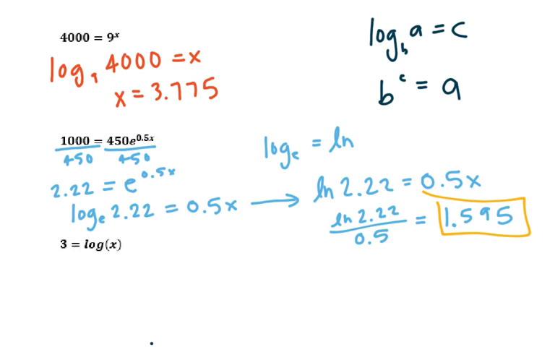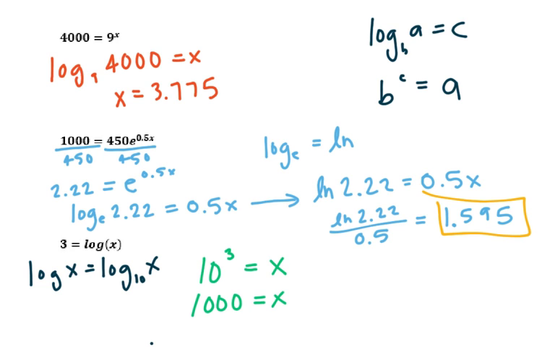For our last example here, you'll notice that our logarithm does not have a base. If we have something that says log of x, that is the same thing as log base 10 of x. So if there's not a base written, then we know that the base of this logarithm is going to be 10. So if we were to rewrite this logarithm in exponential form, we are going to have 10 to the power of 3 equals x. If we take 10 cubed, we are going to get 1,000, and that is going to be our value of x.